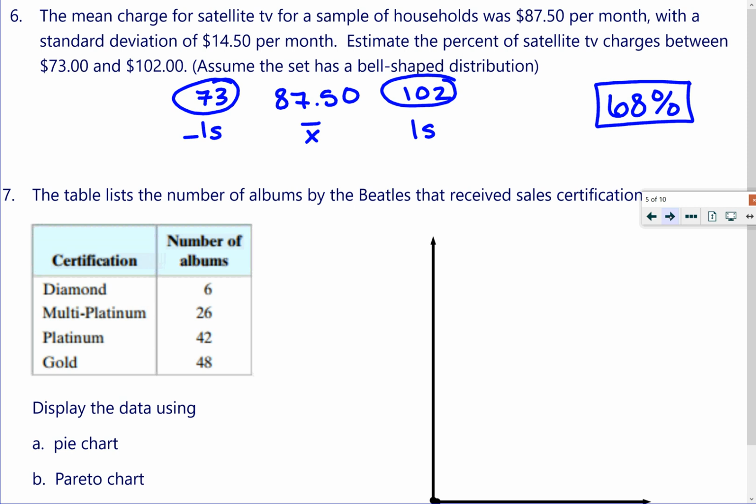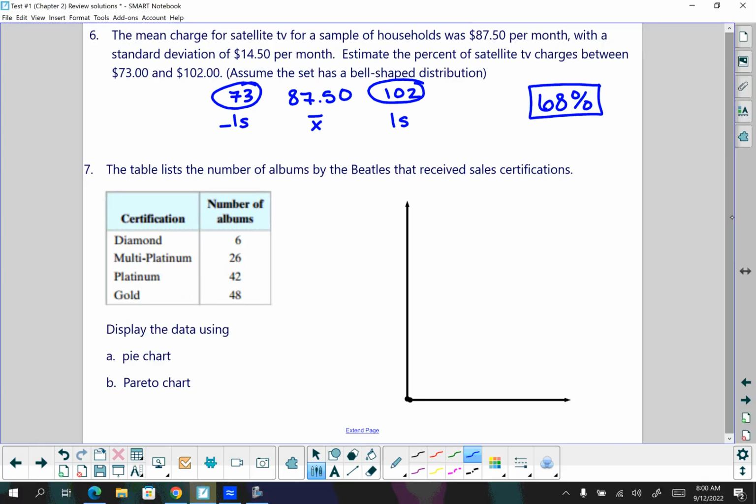Okay, and again, if you need to, draw the bell curve and label it like we practiced in class, you could always do that here. Questions on 6? Okay, the rest of them I think I have on here.